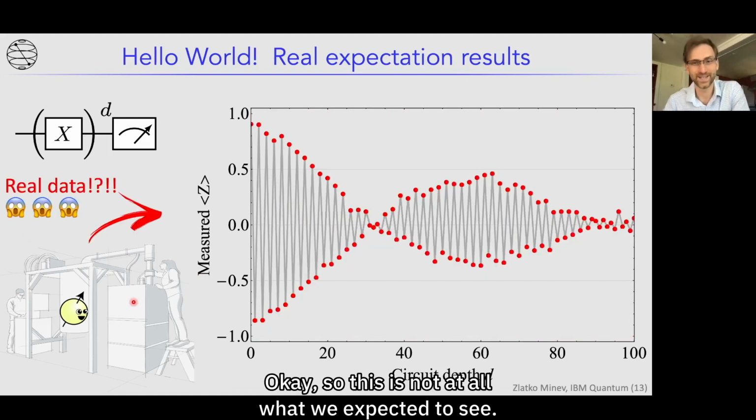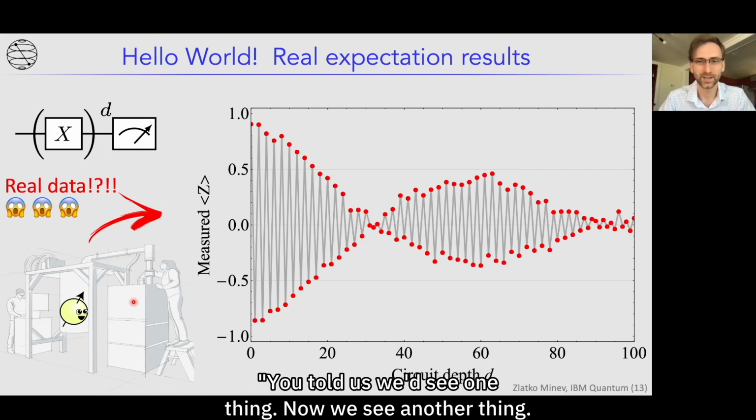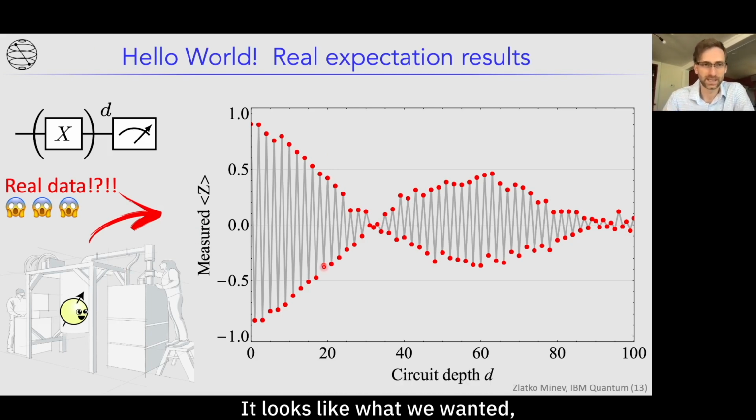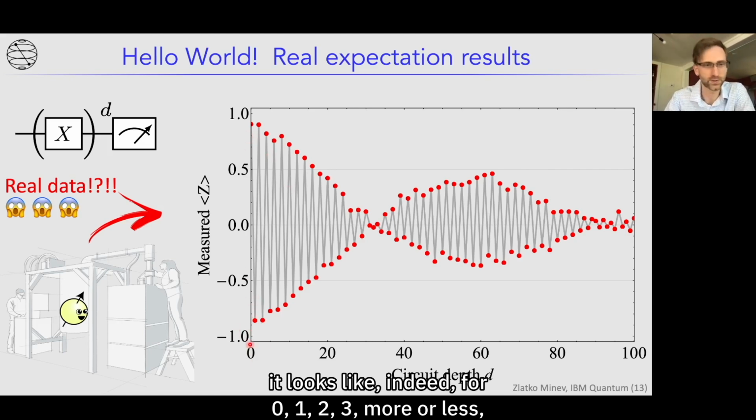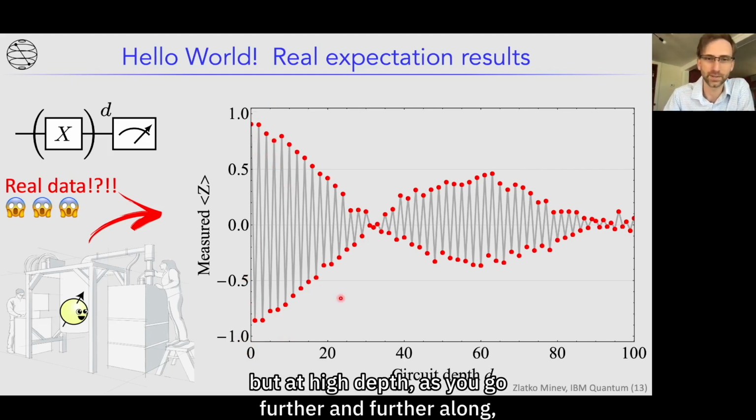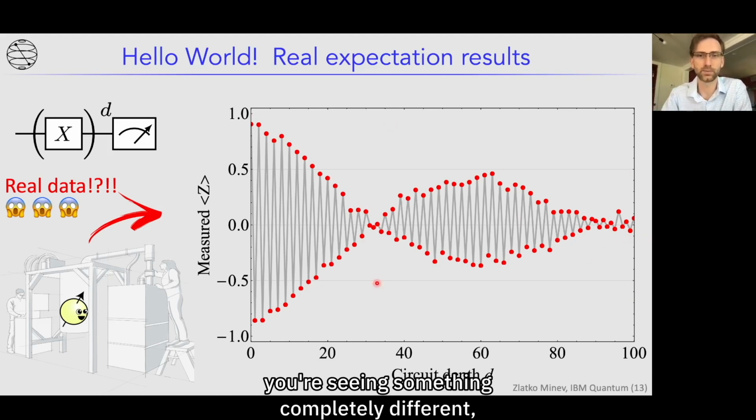Okay, so this is not at all what we expected to see. Whoa, okay, you might say, you are not very true to us here. You told us we'd see one thing, now we see another thing. What happened? Well, this is the real data of running that experiment. It looks like what we wanted at very low depth, near 0 here. It looks like indeed for 0, 1, 2, 3, more or less you almost got the value 1, not quite. But at high depth, as you go further and further along, essentially you're just seeing noise, and in the middle you're seeing something completely different.